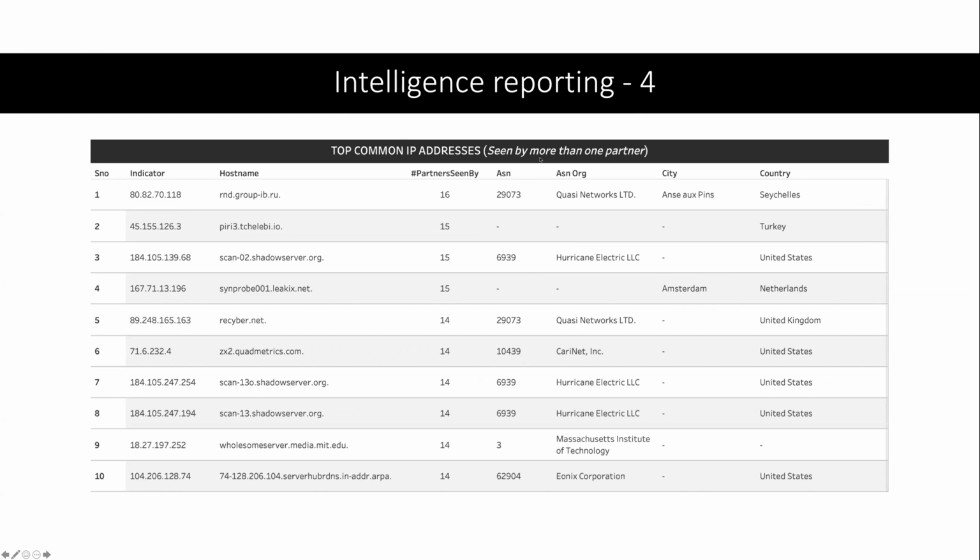This view shows the top IP addresses that were common among all partners. For example, it's interesting to note that this first IP address, the hostname R&D group ib.ru from Sekels, was seen by 16 partners last month. There's another hostname Piri something from Turkey. And if you look at the 9th indicator, it's an IP address from MIT that was seen by 14 different universities.